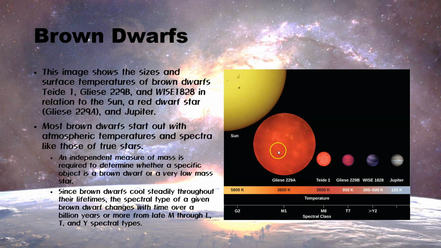Now, that's because most brown dwarfs actually start out with atmospheric temperatures and spectra very similar to that of true stars. Think about Jupiter's own composition, which is mostly hydrogen and helium. An independent measure of mass is required to determine whether a specific object is a brown dwarf or a very low mass star, because this does make a difference. Since brown dwarfs cool steadily throughout their lifetimes, the spectral type of a given brown dwarf actually changes with time over a billion years, and more, from M through L, T, and Y spectral types.